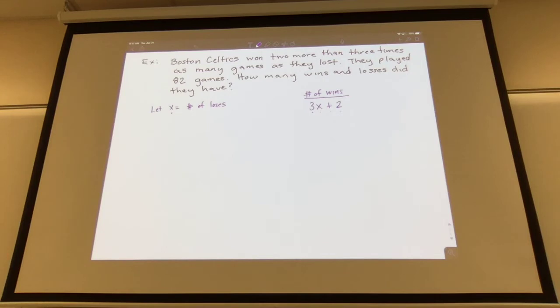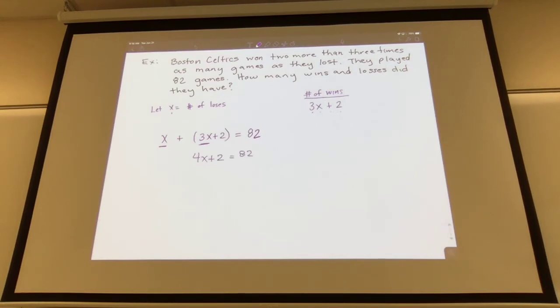So wins plus losses must equal 82. So if I have my losses plus my wins must equal 82 total. Good. So now I can just put those two together, and we want to solve for what the x is, meaning add like terms on the left side. This thing's not ready to solve yet. We've got to add all of our like terms, and right there that's just 4x plus 2.